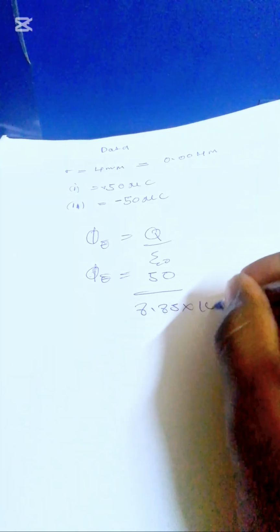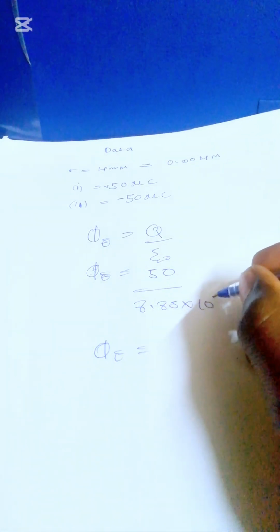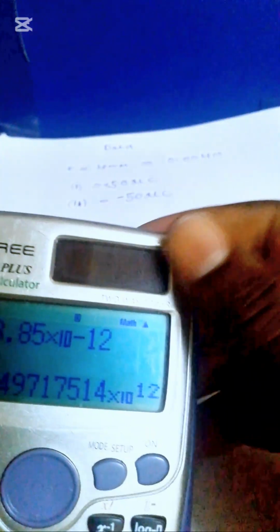So electric flux, which is phi E, is equal to the total charge divided by epsilon. So here we are just replacing. So what's our charge? Our charge is 50, then divided by epsilon, which is 8.85 times 10 to the power negative 12. Okay, from here I'll compute this. Let me get my calculator. So when I divide, I'm getting this.